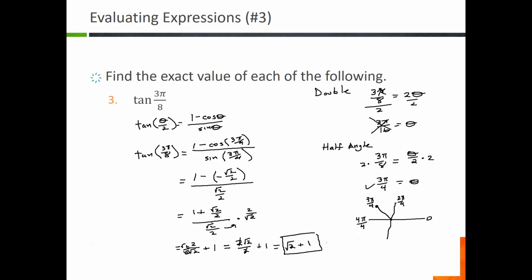Homework would be fine with the unsimplified fraction. Tests, if you can, I think it'd pretty much be fine with unsimplified as well. You might have to simplify it some though, but root 2 plus 1 would be our simplest answer there.